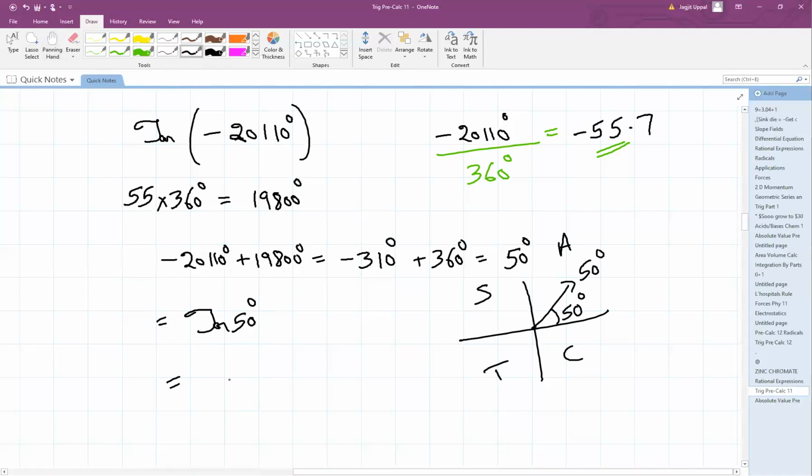I don't have my calculator on me. Okay, anyways, can one of you guys punch in tan 50 and just make sure it's in degree mode? Yeah, I got 1.19. There you go.